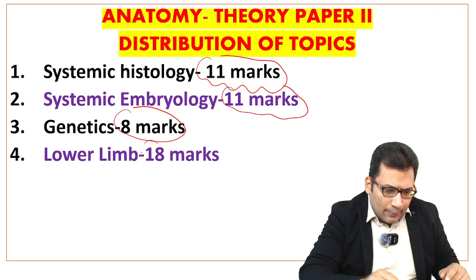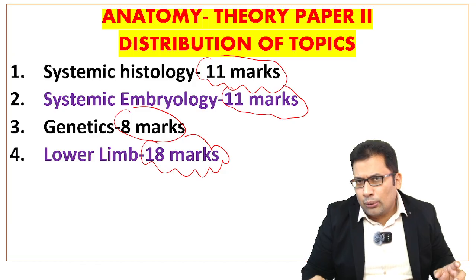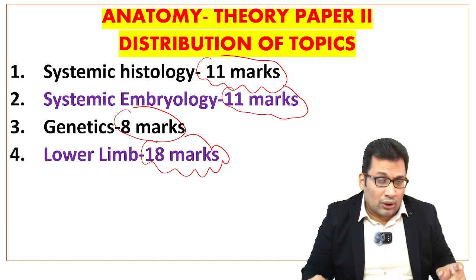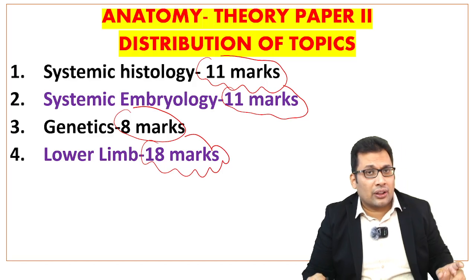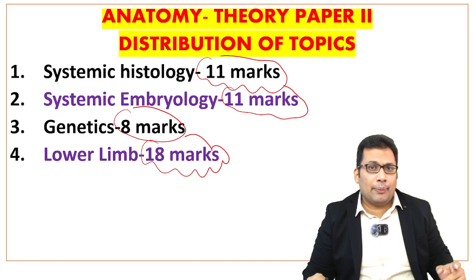Lower limb, around 18 marks. For lower limb, I think in last year's exam the main question was arches of foot. Very commonly asked questions are hip joint, knee joint, or it can be ankle joint.